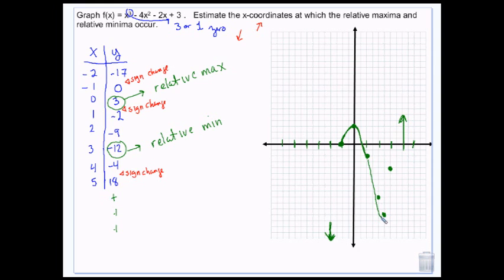Then I'm going to come down here, and I know I'm crossing somewhere between 4 and 5, so I'll come up like that. And I'll connect this over here. This is my max relative. This is my relative minimum. And my zeros are here somewhere.